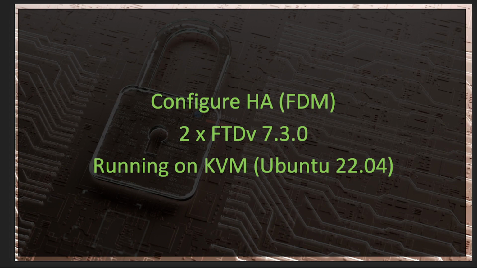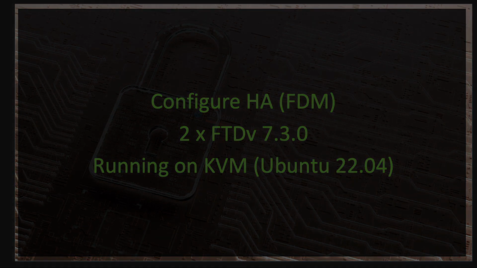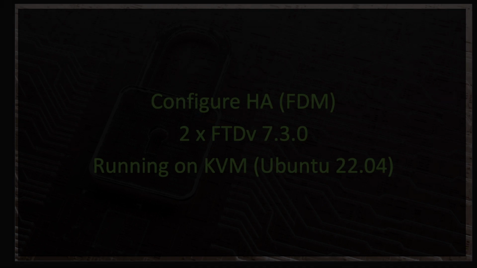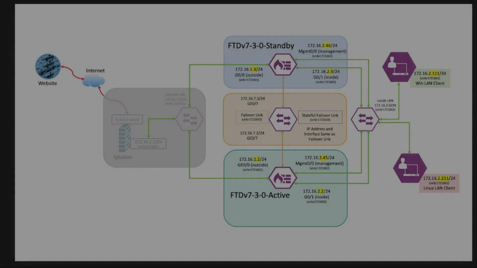Today's tutorial, I'm going to show you how to configure HA using Firewall Defense Device Manager, FDM, to configure FTDv version 7.3.0 running on KVM in Ubuntu 22.04. So let's take a quick look at how the setup will look like.